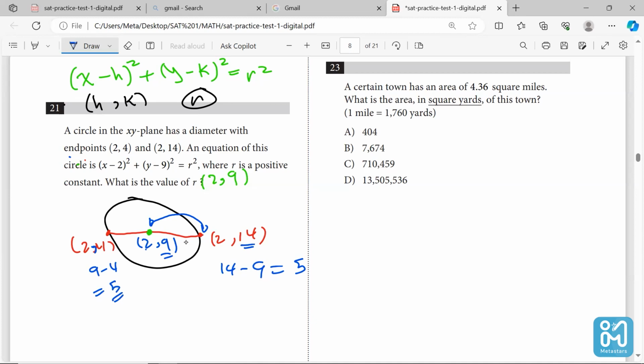Or you can use the distance between two points, but it's going to take too much time. Now, I asked you for the equation, what is the value of r? So r equals 5, and that's it.